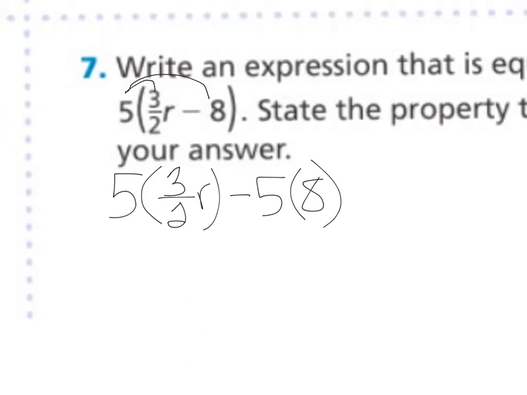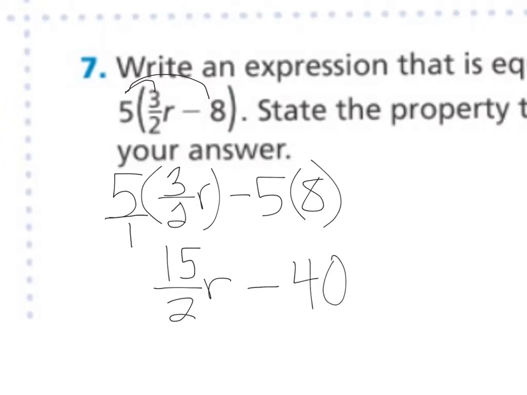So if we look at this, to multiply these, we need these both to be fractions. So 5 we can put as 5 over 1. 5 divided by 1 is still 5. We'll multiply straight across. So 5 times 3 is 15, 1 times 2 is 2. So it would be 15 halves r. We can change that to a mixed number technically. In this case, we don't know what's actually happening in this problem, so you can just leave it as an improper fraction as long as it's reduced. And then this would be minus 5 times 8, which would be 40.